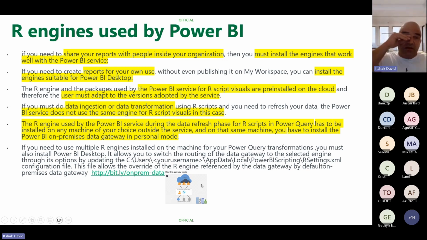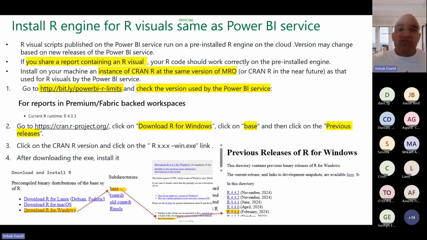So if you share a report containing R visuals, you have to install the same R version as the Power BI service. You go to this link and just check the version. If you go to Report, Premium, Fabric, and Workspace, you see that the current R runtime is 4.3.3.